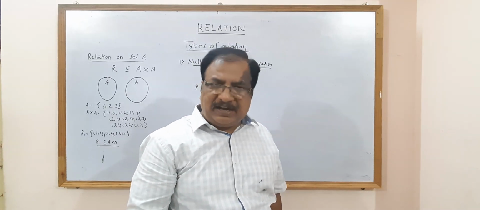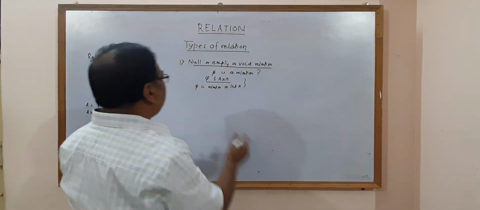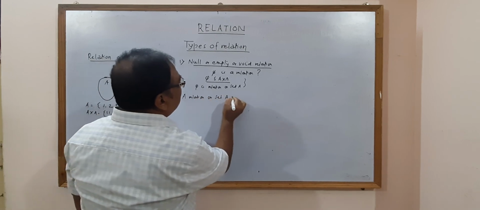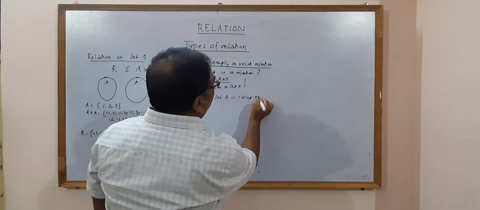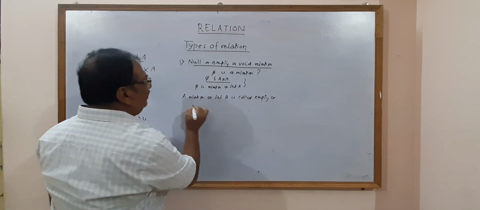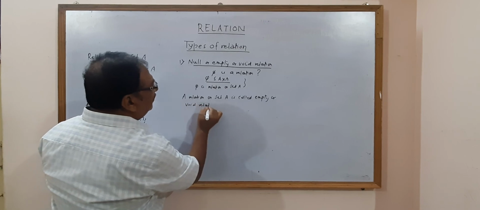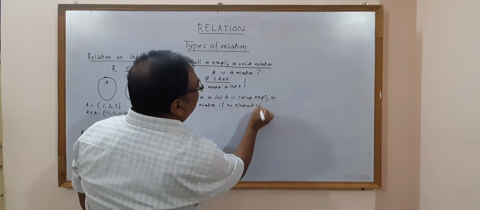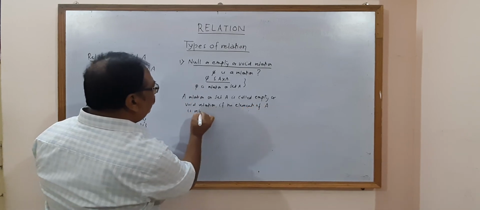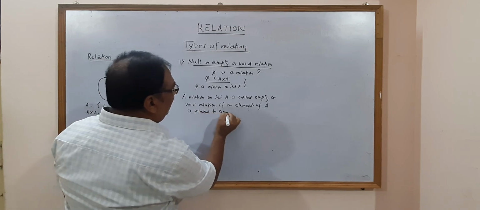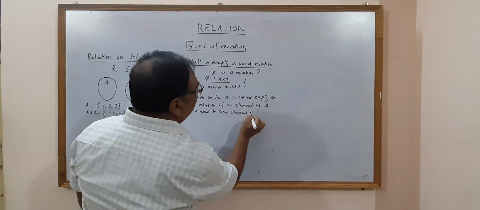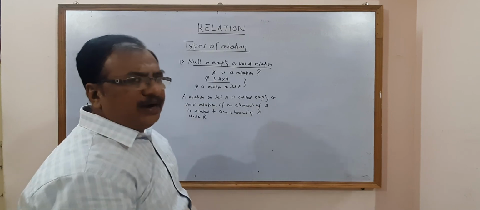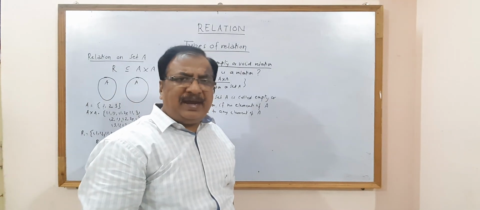Now, what exactly is this? Let us define. A relation R on set A is called an empty or void relation if no element of A is related to any element of A under R. No element of A is related to any element of A under R.